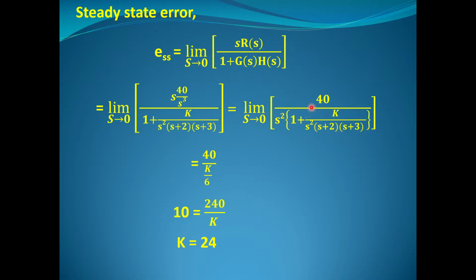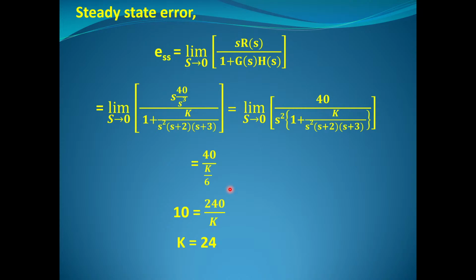Substitute the limit now. 40 is constant, so forget about it. So limit s tends to 0, s square will become 0 plus limit. When you substitute the limit here, this will become 0, this will become 0. So k by 2 into 3, 2 threes are 6. So 40 divided by k by 6.